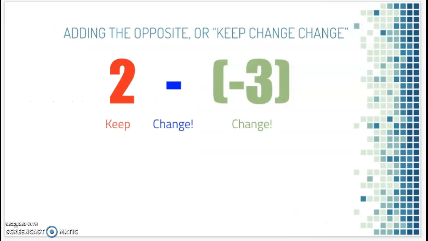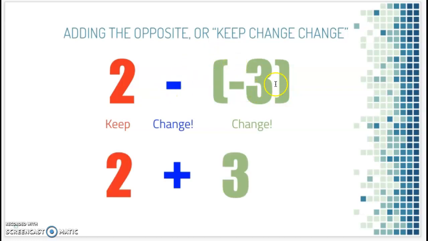When we're looking at a subtraction statement, we can keep, change, change to turn it into an addition statement. So 2 minus -3. Even though those symbols look the same, they're read different in different contexts. We're going to keep this 2, keep positive 2, change subtraction to addition, and change the sign of the last integer to be its opposite or its additive inverse. So 2 minus negative 3 turns into 2 plus positive 3.